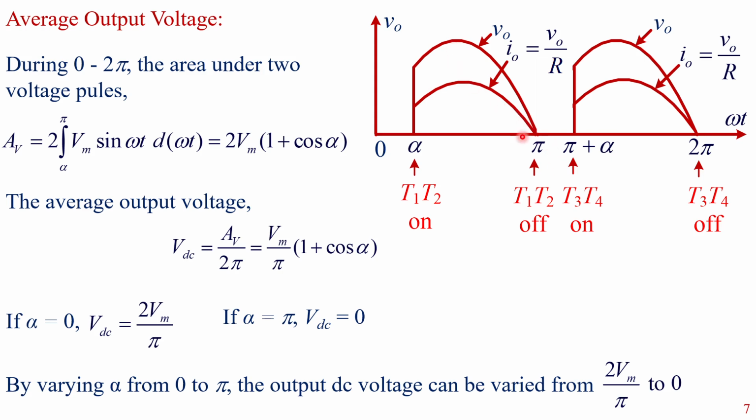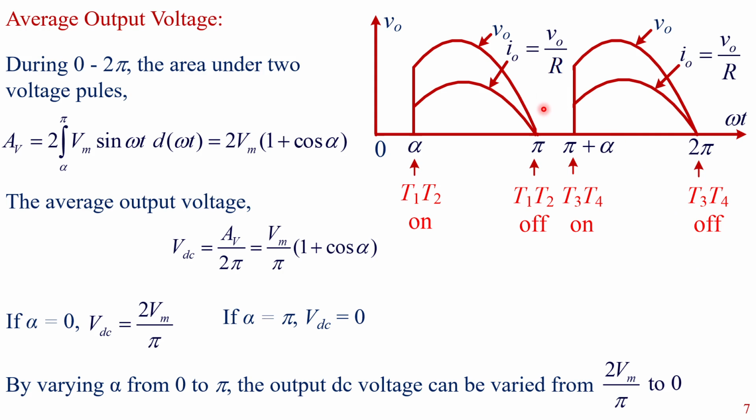At omega t equals pi, the load voltage becomes 0 and the load current becomes 0, and T1, T2 are turned off. Similarly, in the negative half cycle, T3 and T4 are turned on at pi plus alpha, and T3 and T4 are turned off at 2 pi.